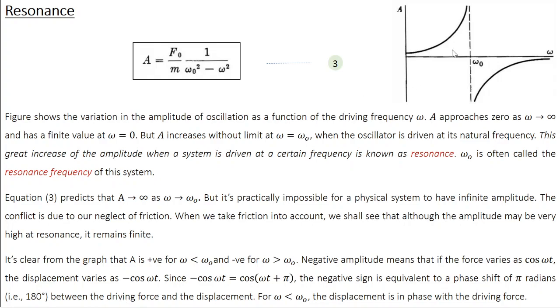On the other hand, when omega is less than omega naught, the amplitude is positive, which means displacement is in phase with the driving source. So whenever the driving frequency is less than the resonant frequency, the displacement and the driving force are in phase, whereas when the driving frequency is greater than the resonant frequency, then the displacement is out of phase with the driving force by pi radians.